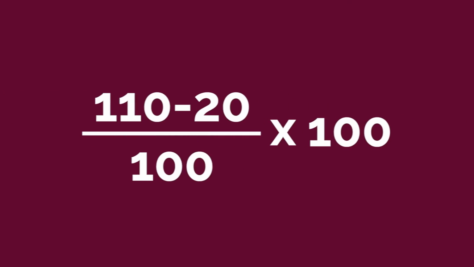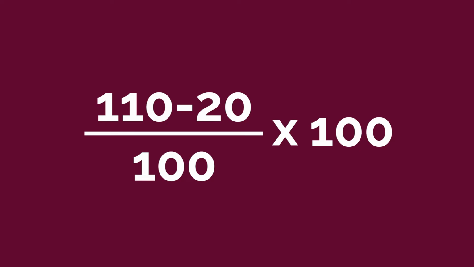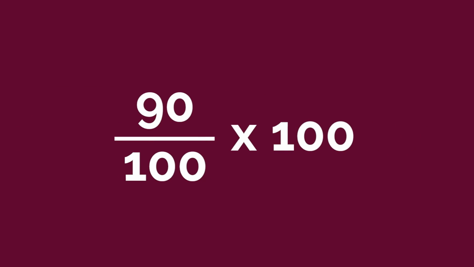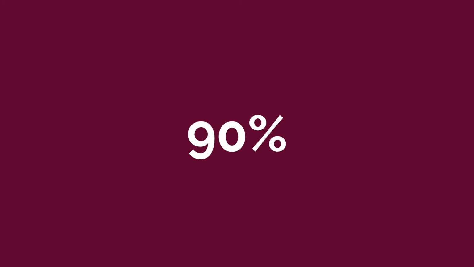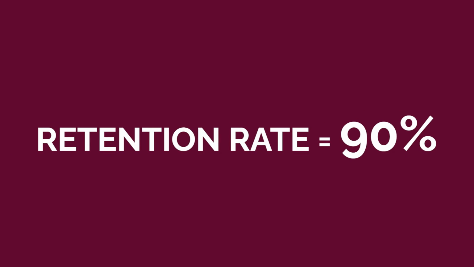We're going to do 110 minus 20. That gives us 90. Okay. And then let's say we started with 100 members at the start of the month in May. So April ended and May started with 100 members. So we're going to take 90. We're going to divide that by 100, which gives us 0.9. When we multiply that times 100, that gives us 90% retention rate.